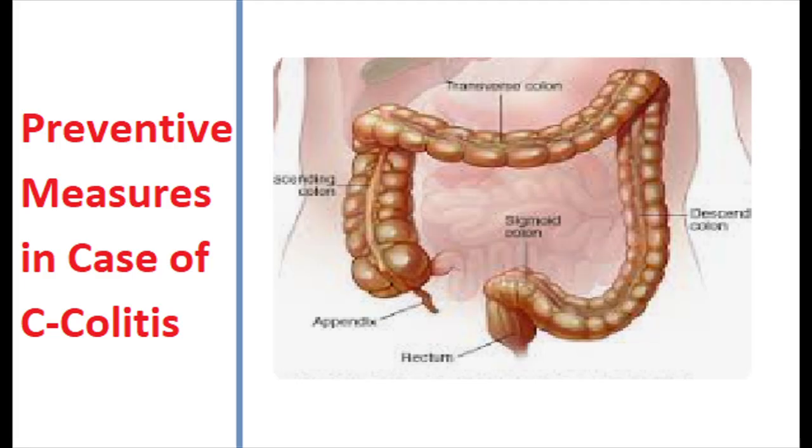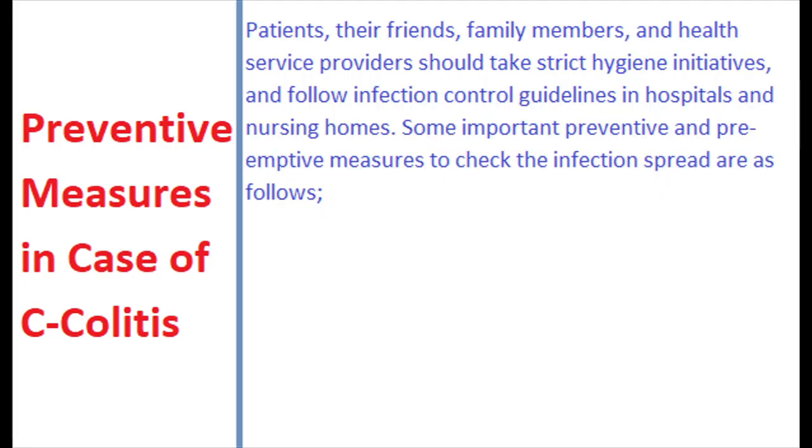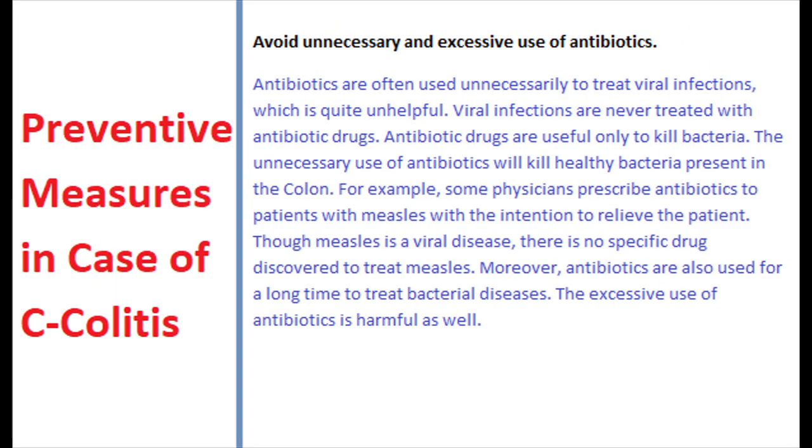Preventive measures. Patients, their friends, family members, and health service providers should take strict hygiene initiatives and follow infection control guidelines in hospitals and nursing homes. Some important preventive and preemptive measures to check the infection spread are as follows: avoid unnecessary and excessive use of antibiotics. Antibiotics are often used unnecessarily to treat viral infections, which is quite unhelpful. Viral infections are never treated with antibiotic drugs.